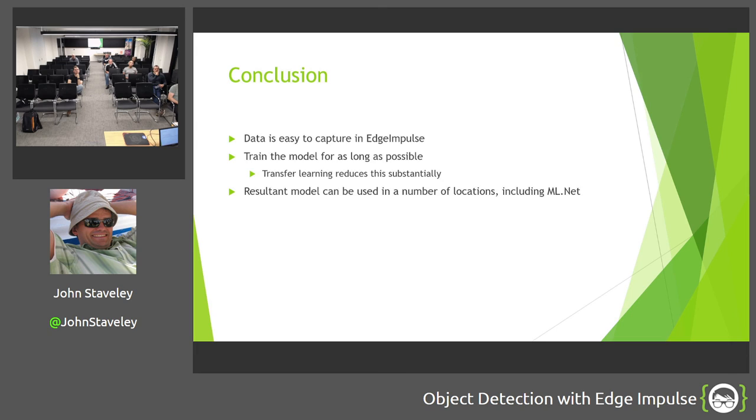The end result model, how big is it? Could you put it on an IoT device as a standard? Yeah, absolutely. They're tiny. Kilobytes. Okay. Yeah, a lot of Edge Impulse is about getting it on embedded devices. So smallest memory footprint, absolutely possible.